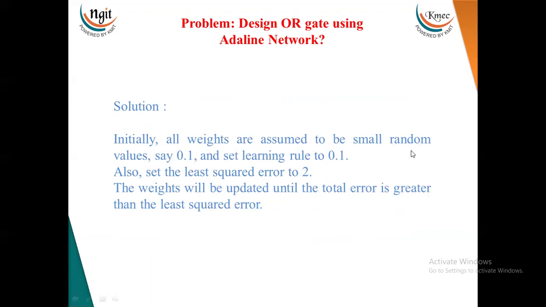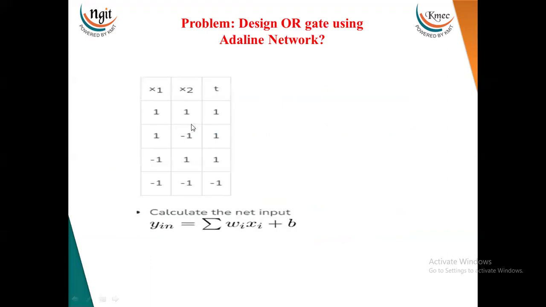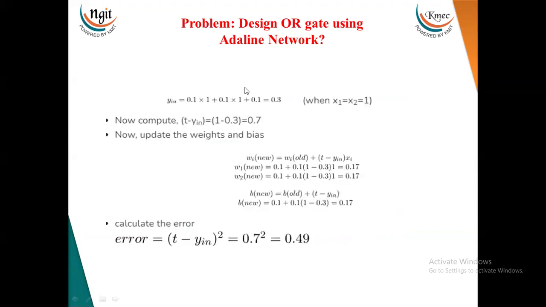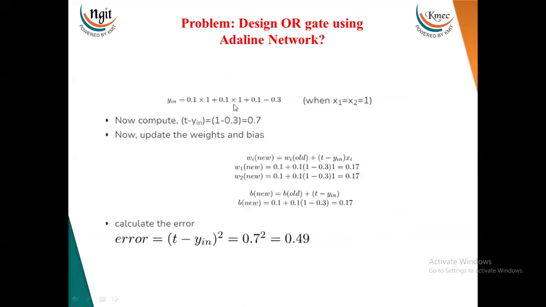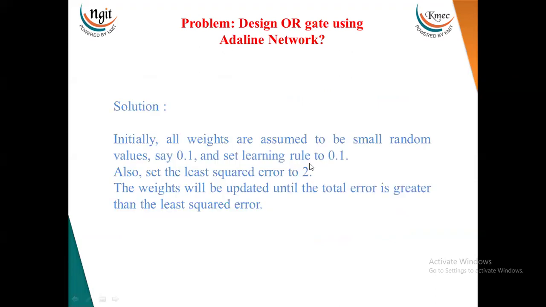Initially all the weights are assumed to be 0.1, the learning rate is 0.2, and the least square error is 2. According to this, x1, x2 are 1, 1, and the target t is 1. So these are the input values. Now I'll calculate y_in. What is y_in? Sum of w_i into x_i plus b. So y_in equals 0.1 into 1, plus 0.1 into 1, plus the bias. The bias we also took as 0.1. W is 0.1, bias is 0.1.